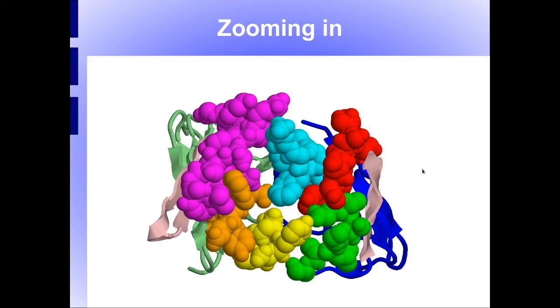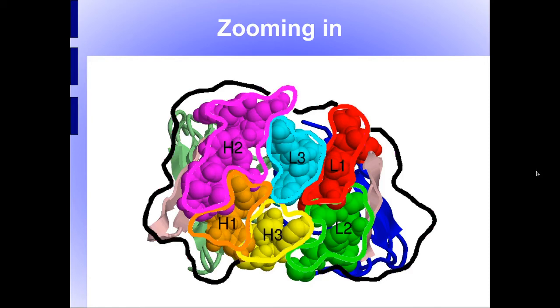And here I'm just labelling those. We've got the light chain on the right. So we have CDR L1, L2 and L3, H1, H2 and H3. So these three come from the heavy chain, these three come from the light chain. And always we have this orientation and arrangement of the loops such that the third loop falls right in the middle of the binding site.